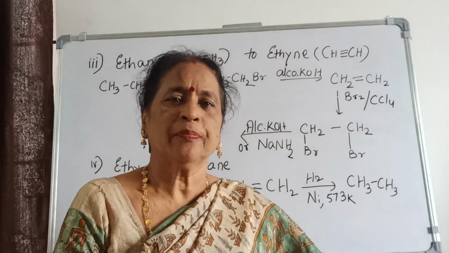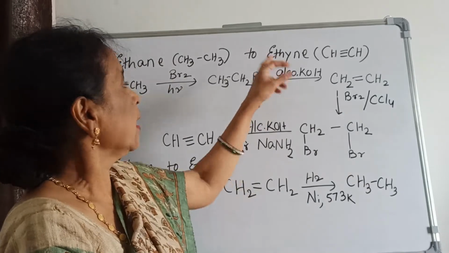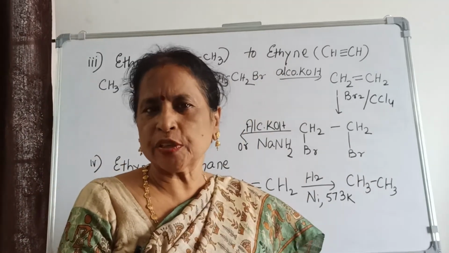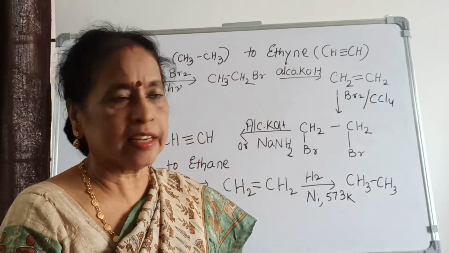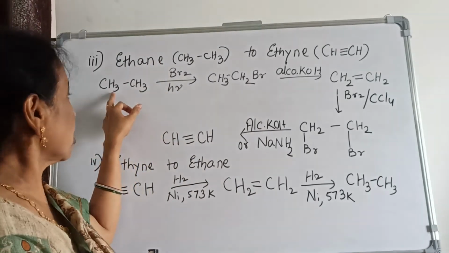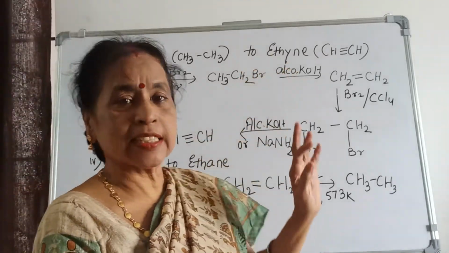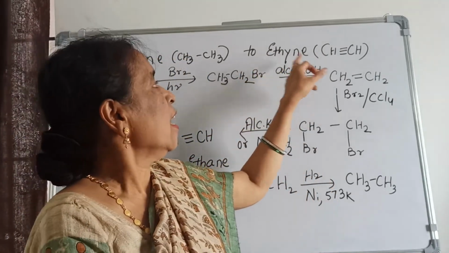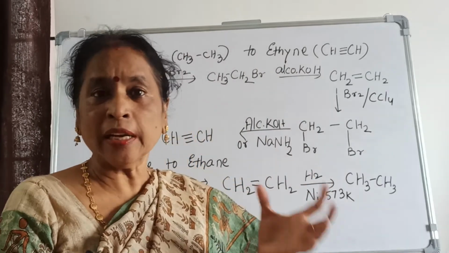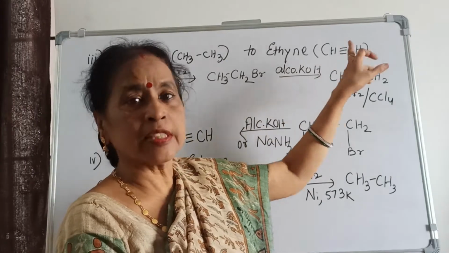Now you can see how to convert ethane to ethyne. Ethane is the saturated hydrocarbon, that is alkane, and the formula is C2H6. And what is the structural formula? CH3 CH3. And ethyne has a triple bond. Triple bond means unsaturated hydrocarbon. So CH triple bond CH.